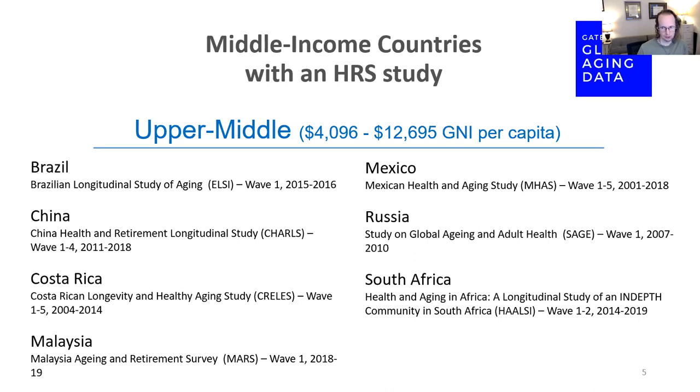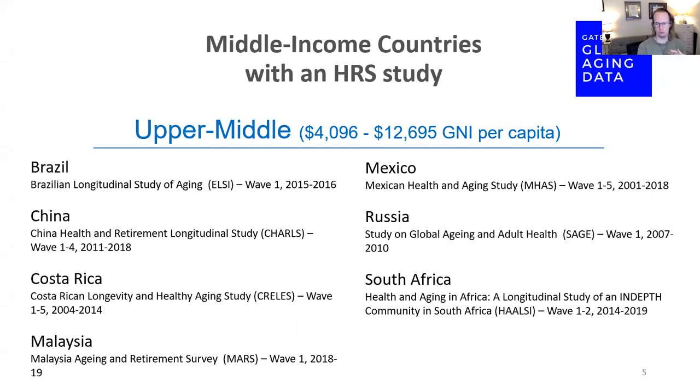And then South Africa also has kind of an HRS style study that's called Health and Aging in Africa, a Longitudinal Study of an INDEPTH Community in South Africa, or the acronym is HAALSI. They have 2 waves of data available, ranging from 2014 to 2019.